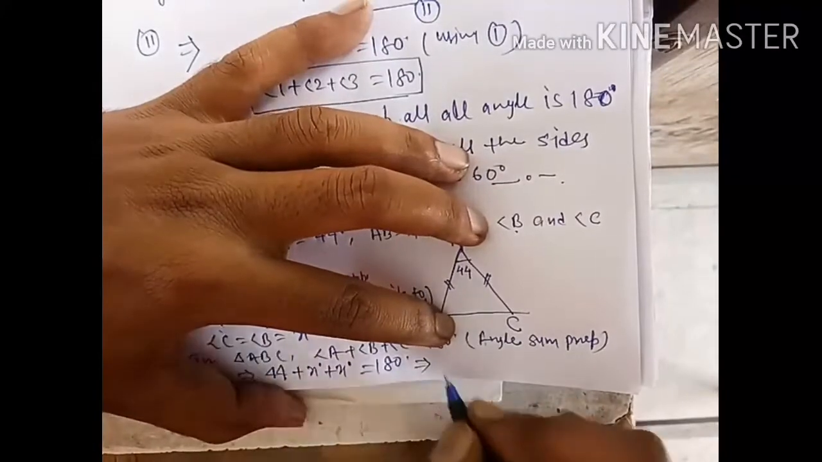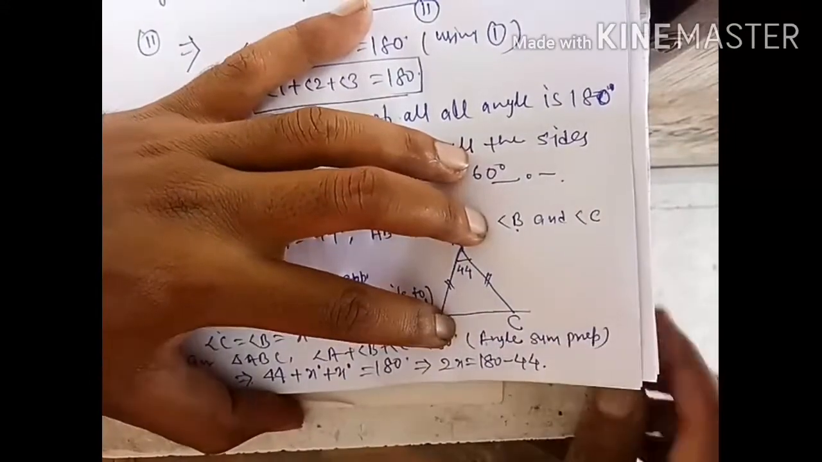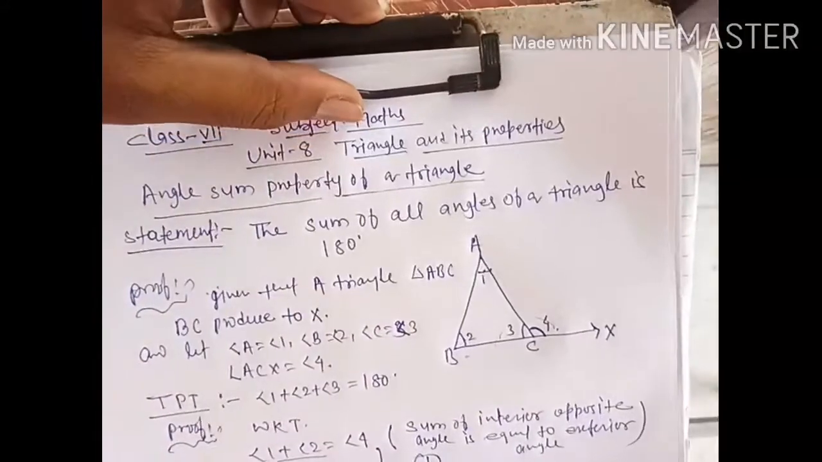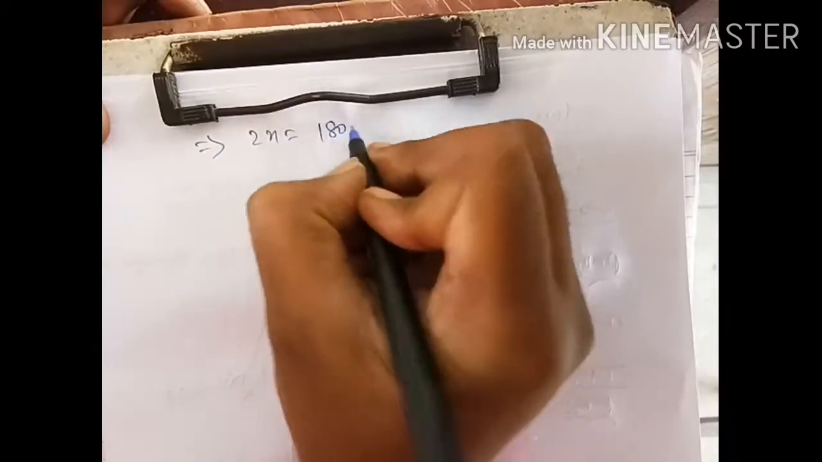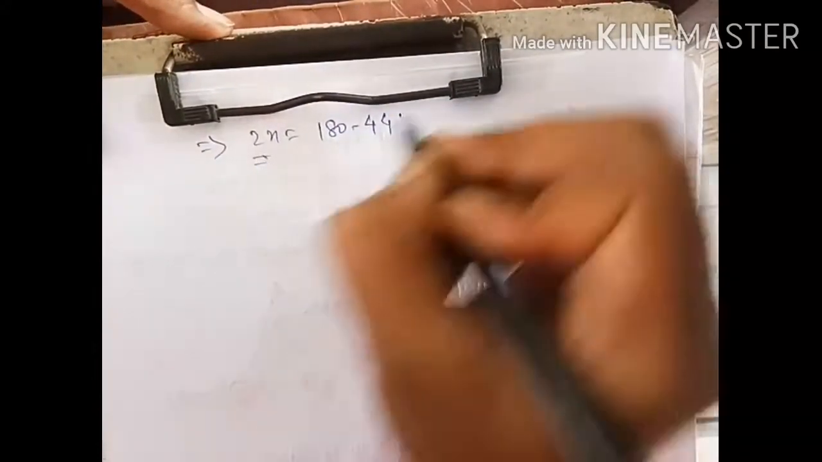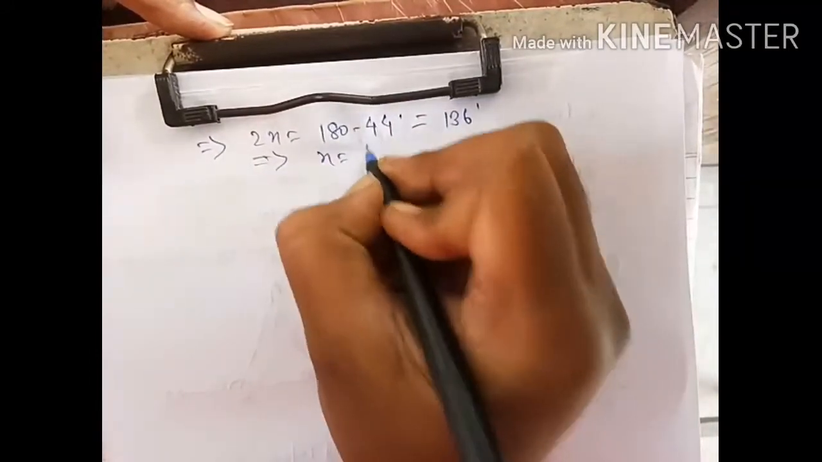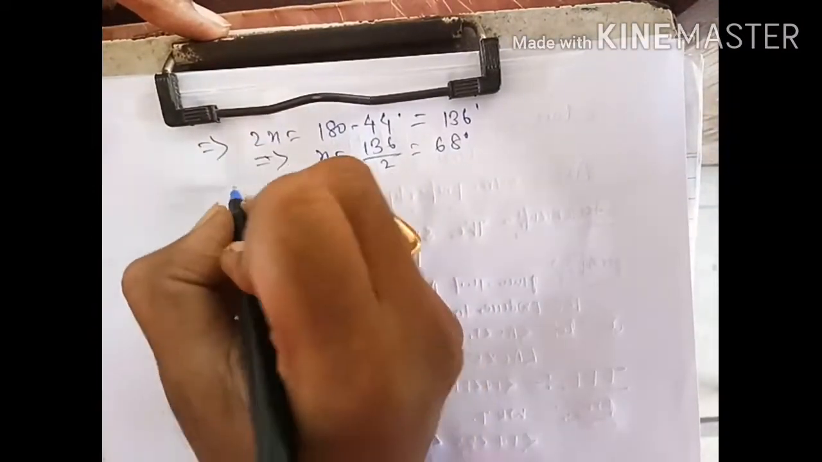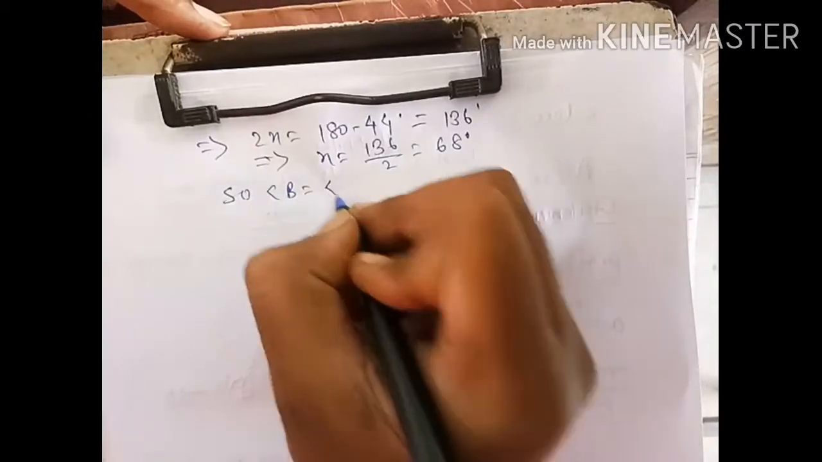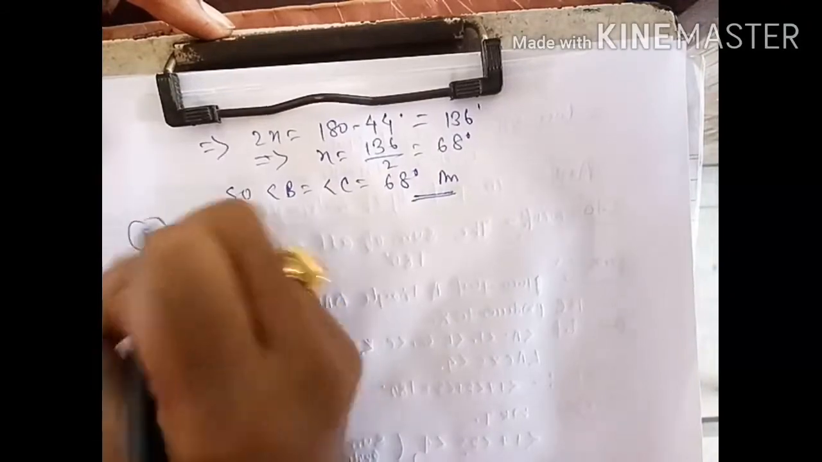So we write 2x is equal to 180 minus 44 degree. So 180 minus 44, that is 136 degree. So x is equal to 136 by 2, that is 68 degree. So angle B is equal to angle C is equal to 68 degree. This is the answer.